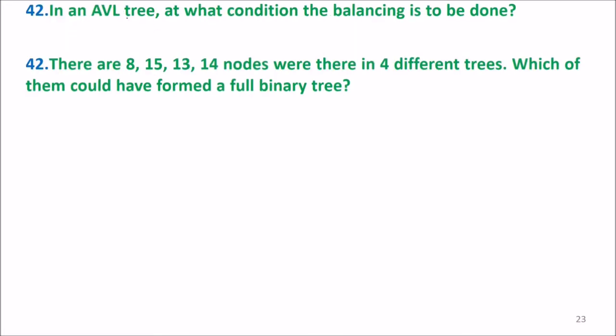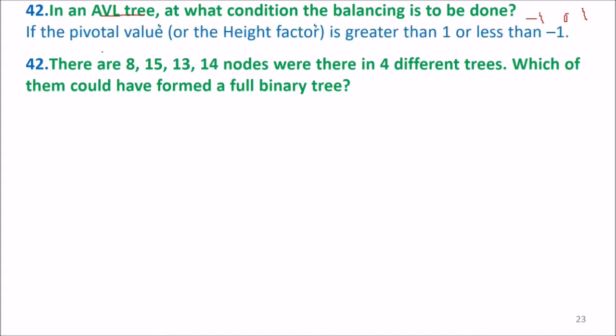An AVL tree is a kind of binary tree only, but it follows certain rules. That is, the difference of height should be -1, 0 and 1 only. If it is not these, the balancing has to be done. So at which condition is the balancing to be done? The answer is if the height factor is greater than 1 or less than -1, then we do the balancing.